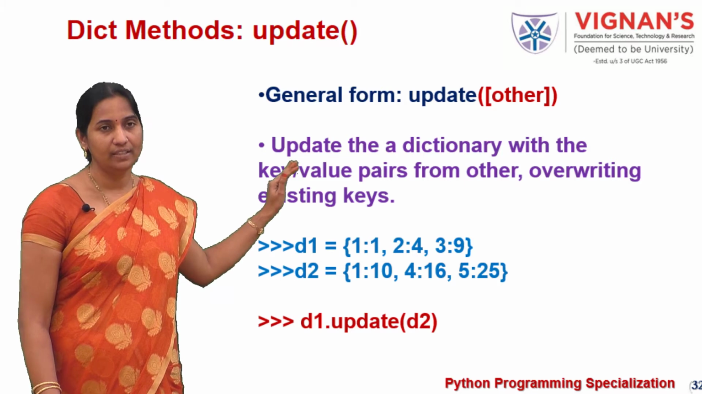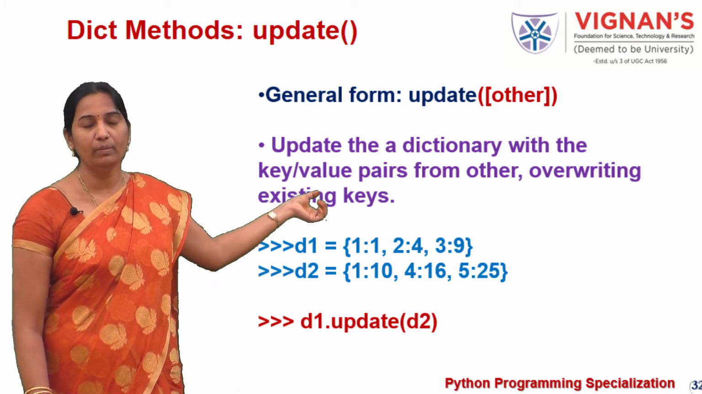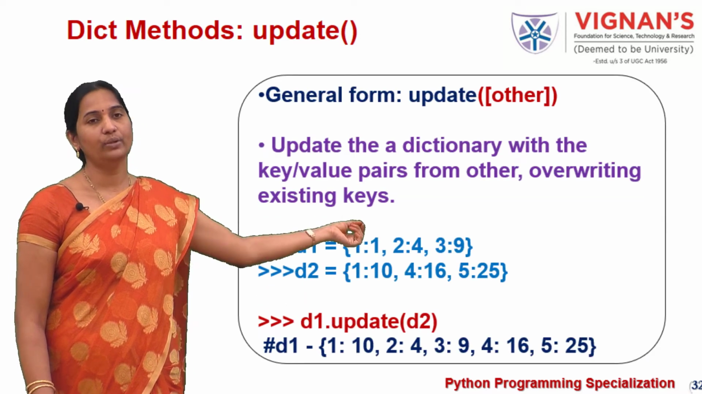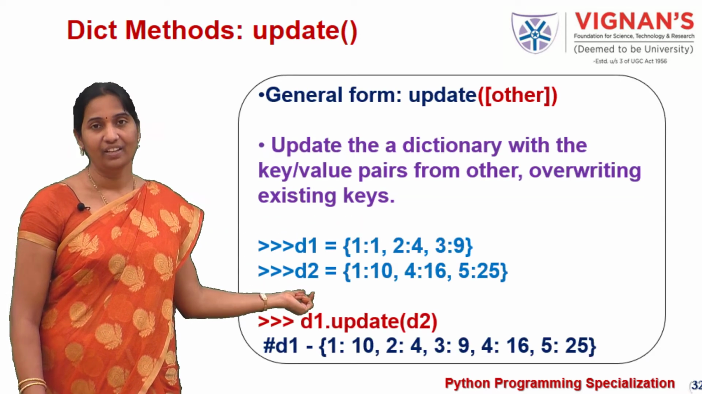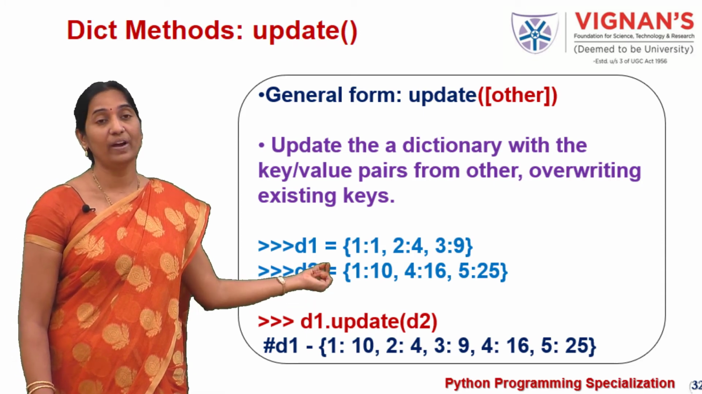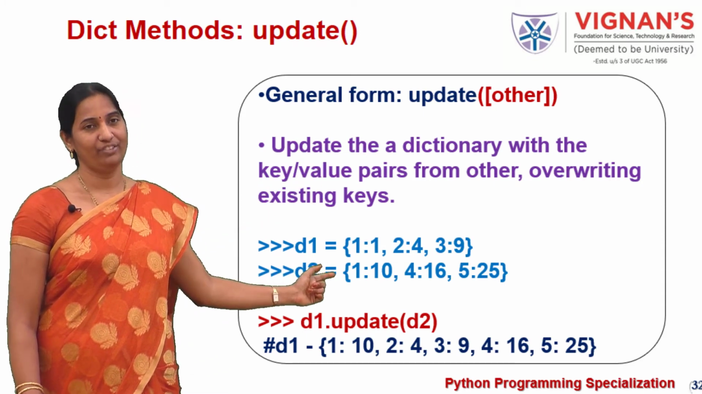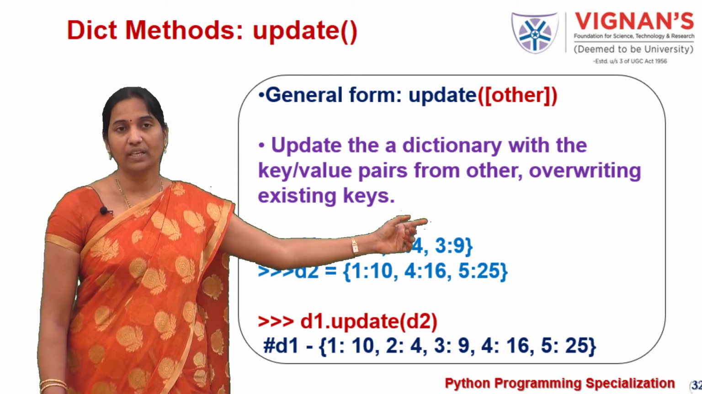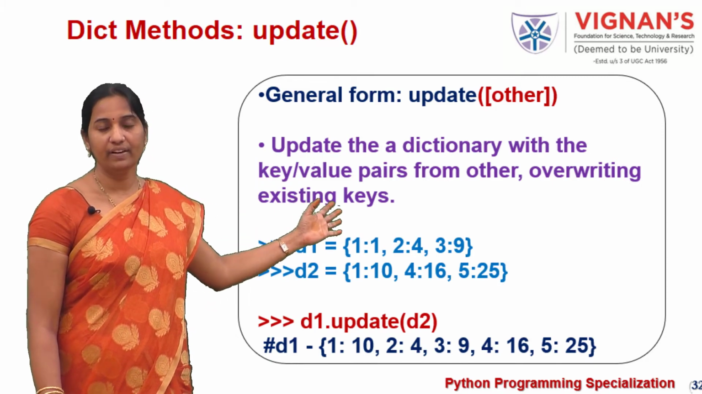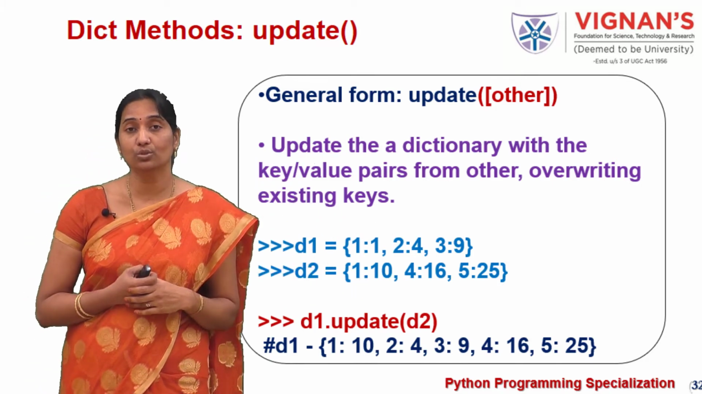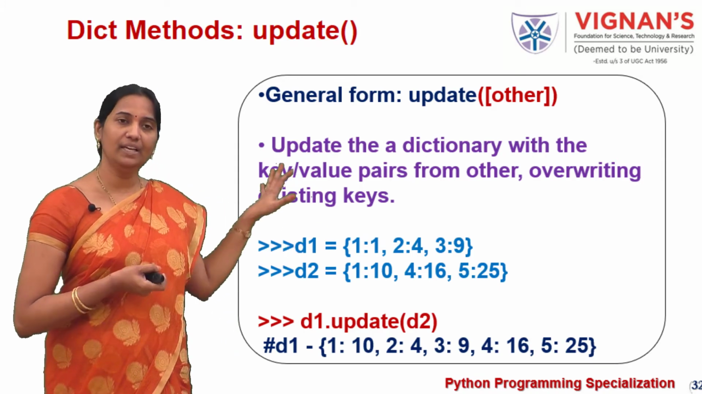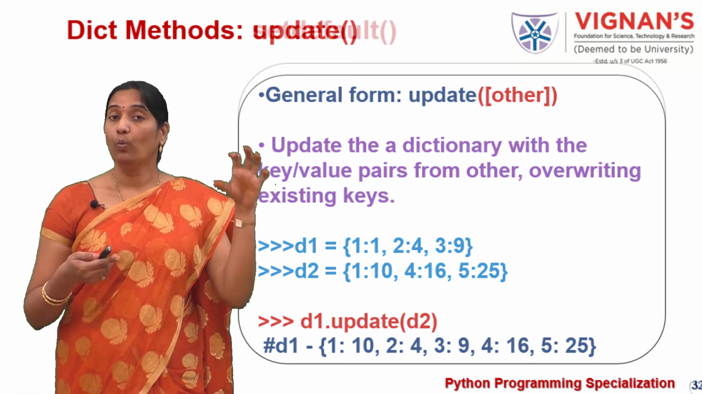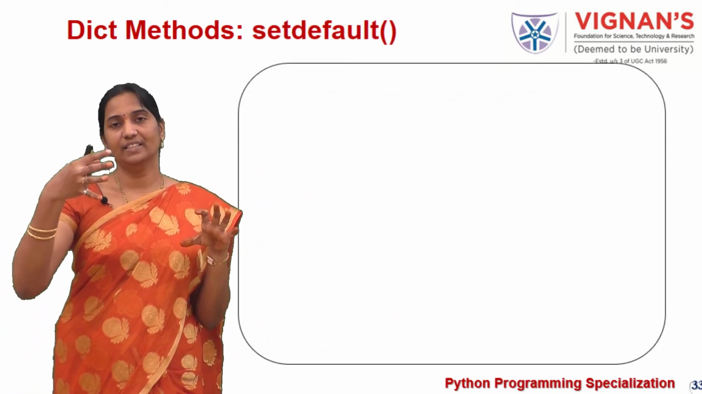Here in D2 and D1 there is a common element with the key 1, right? So that element will be updated with the value taken from D2. That's how D1's first element with the key 1 has its value updated from 1 to 10, if you observe. Moreover, in D2 there are other elements with the keys 4 and 5 which are not available in D1. So those are also added as new elements to the dictionary D1, and the remaining elements will be as they are. That's how we can use the update method to update one dictionary based on another dictionary's elements.